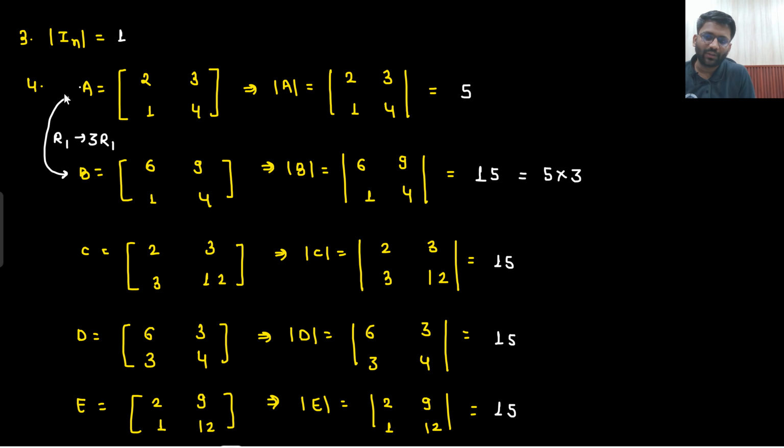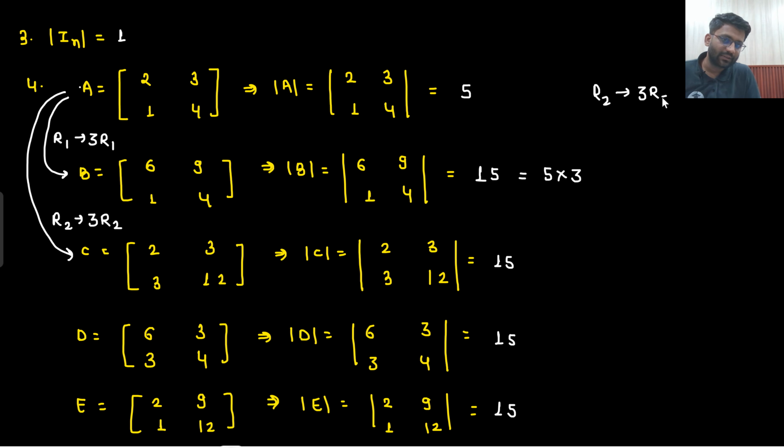When you move from A to C, what do you see? Row 1 is as it is, but row 2 is multiplied with 3. Row 2 is replaced with thrice of this. So 3, 12. And row 1 is as it is. Again, what really happened? The determinant became 3 times.